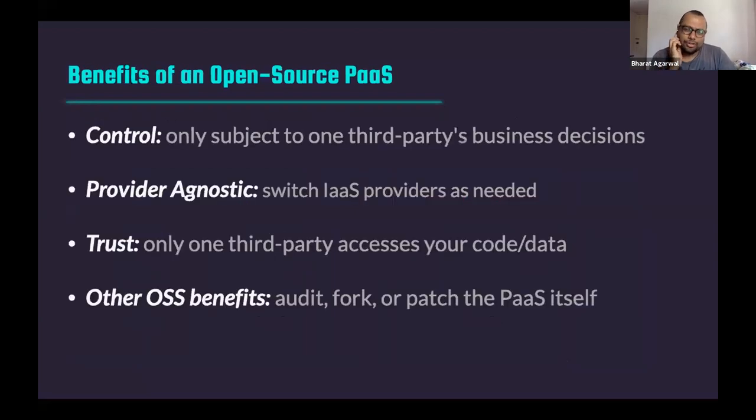So what are the benefits of going open source? One, as I mentioned, is control. As your traffic increases, the prices go exponential rather than linear with a third party PaaS. Provider agnostic: if you want to switch between AWS or DigitalOcean, it's much easier. Trust: maybe Amazon is a competitor of yours, or maybe Heroku is a competitor of yours.